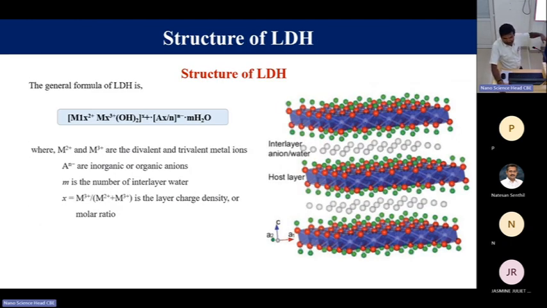Because of the time I am skipping, otherwise I can explain point by point. This is the layered structure of this particular hydroxide. In this layer, if you introduce some doping or some defects, in that way also you can improve the properties of this particular layered double hydroxide. Next.